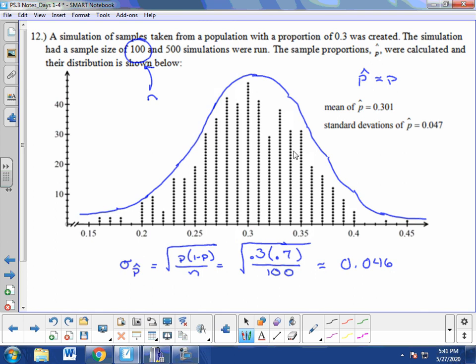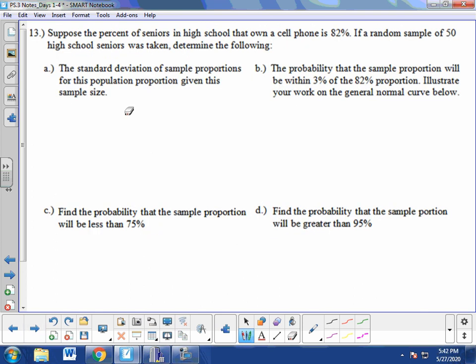Again, I'm not going to make you come up with this information. All this information would be given to you. Let's take a look at an example problem of how this is used. So in problem 13, it says, suppose the percent of seniors in high school that own a cell phone is 82. If a random sample of 50 high school seniors was taken, determine the following. A, the standard deviation of sample proportions for this population proportion given the sample size. So if I want the standard deviation of sample proportions, that again is finding the standard deviation of p hat.